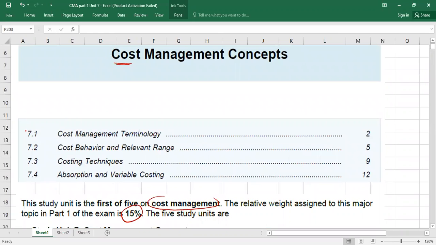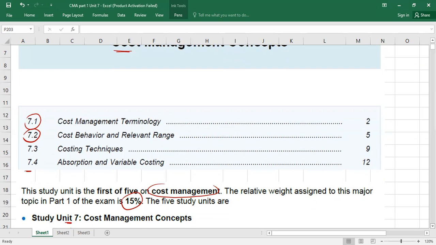First topic is called 7.1. This is cost management terminology. We will talk about basic definitions here. Then section number 2, 7.2. This is called cost behavior and relevant range. And third, we have costing techniques. And fourth, we have actually two costing methods. One is absorption costing and second is marginal or variable costing. So we'll go through them, but in this class, we are going to talk about the first two topics today, 7.1 and 7.2. So fundamentals of costing we are going to discuss.